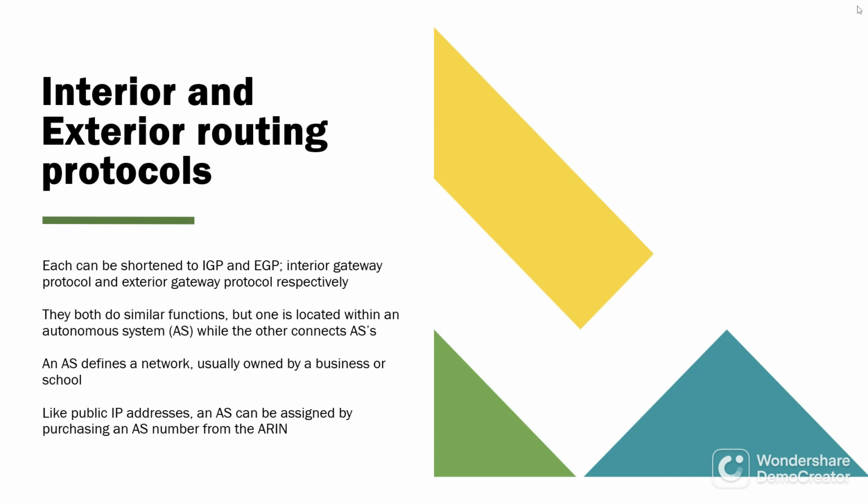The main difference between the two types is that one allows for communication within one autonomous system, while the other connects each system to one another. These systems roughly encompass a public network, such as a library or business. Similar to public IPs, a business has to purchase rights to an AS number. In America, the nonprofit ARIN gives out these numbers as well as public IP addresses.